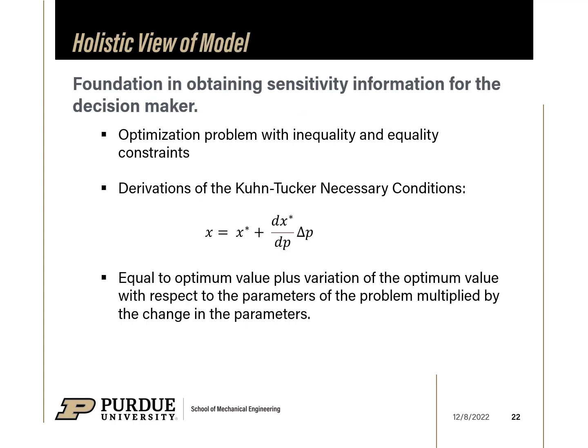The holistic view of the model was centered on the idea of obtaining sensitivity information for the decision maker. First, an optimization problem with inequality and equality constraints was proposed. Derivations of the Kuhn-Tucker necessary conditions yielded the following equation. This shows that the strategy should be equal to the optimum value of the optimization problem, plus variation of this optimum value with respect to the parameters of the problem, multiplied by the respective change in those parameter values.